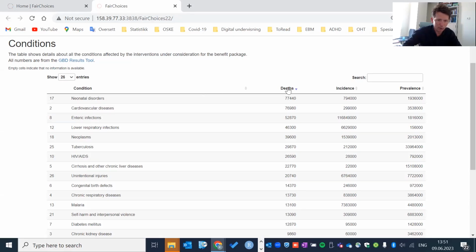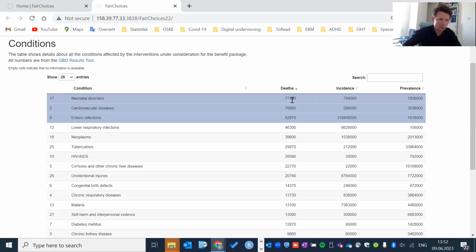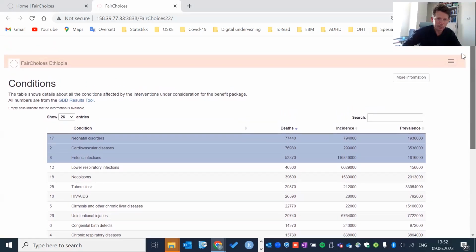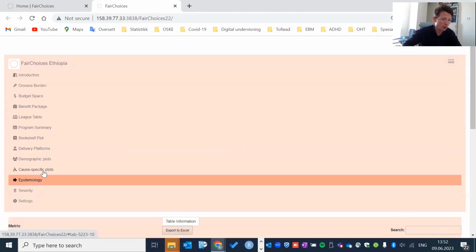Now I rank ordered interventions by the total number of deaths due to the conditions you see on the condition row. Neonatal disorders, cardiovascular diseases, and enteric infections are the main killers in Ethiopia, and if you want to have an impact on those, you need to select interventions targeting these diseases. You can also get information about total incidence and prevalence, and if you really want to deep dive into epidemiology, you can go to the epidemiology tab.